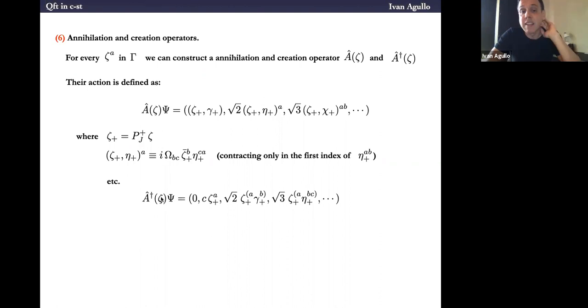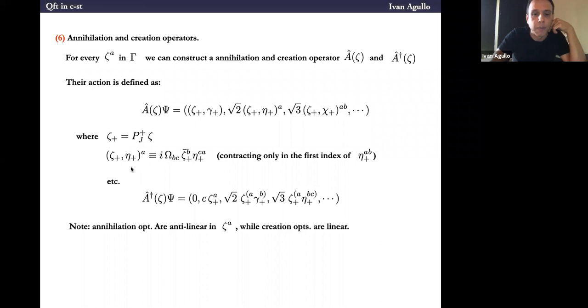Similarly, one defines the creation operator. A creation operator just takes a state: on the vacuum entry, you get zero. The one-quanta entry is the previous vacuum entry times the element zeta plus, of course, or the projection on gamma plus, the second, etc. This is the way it is. And the coefficients are needed for the following.